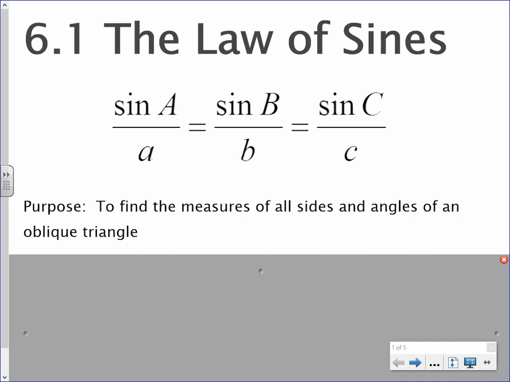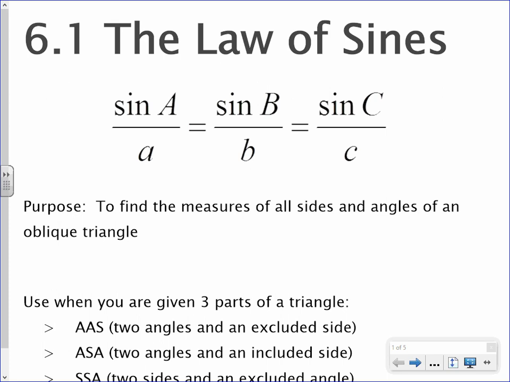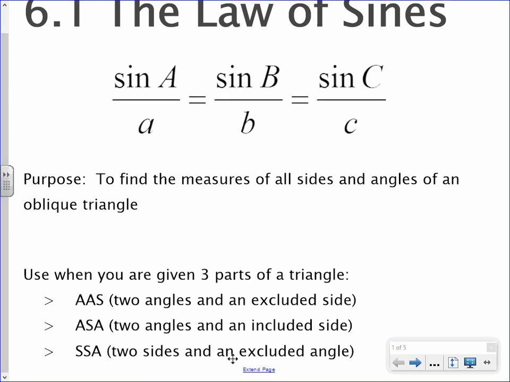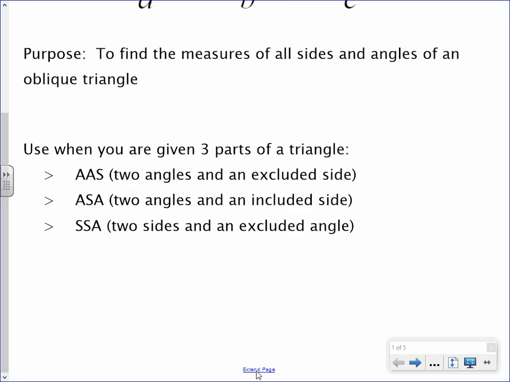Now, we can't use the law of sines on just any oblique triangle, okay? First of all, we do need 3 pieces of given information in order to solve for the other 3 pieces. There's 6 pieces of the triangle total, 3 angles and 3 sides. We need to be given 3 pieces of information to find the others. So specifically, in the case of law of sines, these are the 3 different scenarios that we can have in order to be able to use the law of sines.